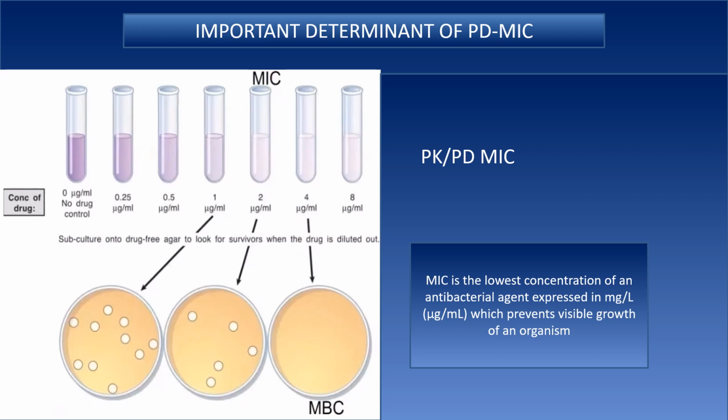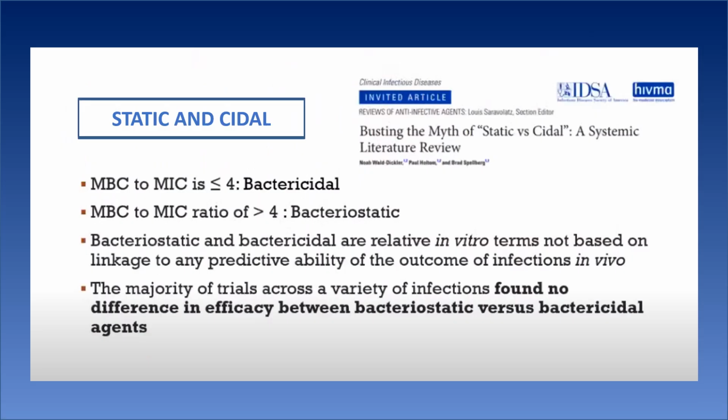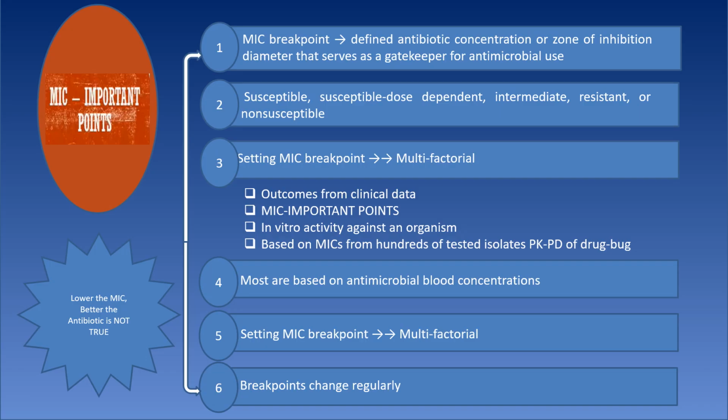An important determinant of pharmacodynamics and pharmacokinetics is the MIC. MIC is the lowest concentration of antibiotic. There is also the minimum bactericidal concentration, and the ratio of MBC to MIC is used. When this ratio is less than or equal to 4, it is bactericidal. When this ratio is more than 4, it is bacteriostatic. The majority of the trials have found no difference in efficacy between bactericidal versus bacteriostatic agents. Setting the MIC breakpoints is multifactorial. It depends upon the clinical data, MIC distributions, in vitro activity, and many clinical correlations.